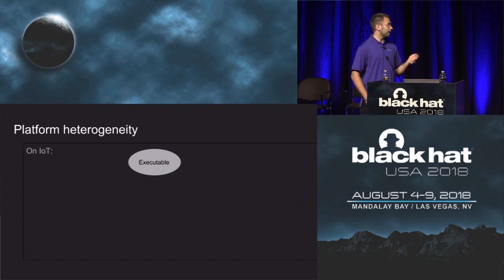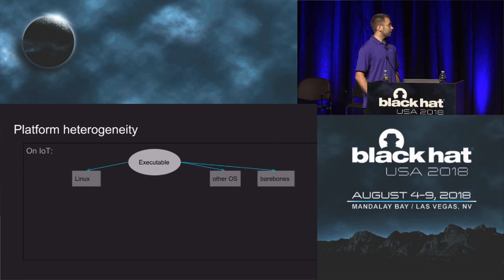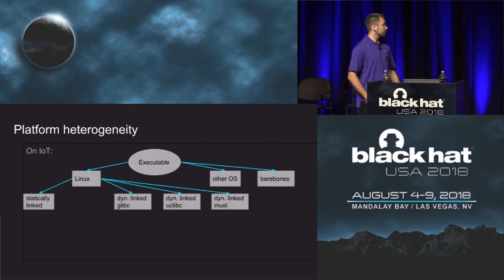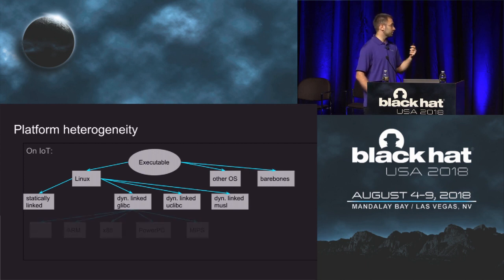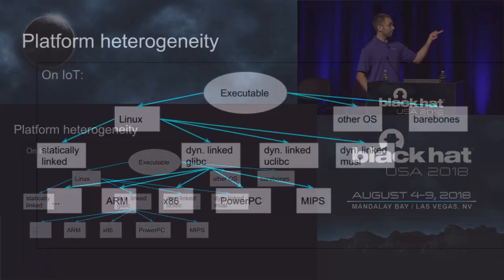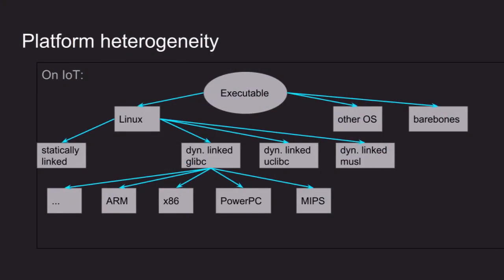If I want to run an IoT binary, then of course first there are different operating systems. We are only interested in Linux. On Linux, the binary can be statically linked or dynamically linked against glibc, uclibc, and musl. And as I said before, for each of those you need a different system image. Then the binary can be for different processor architectures, ARM, PowerPC, MIPS, x86, or something else.